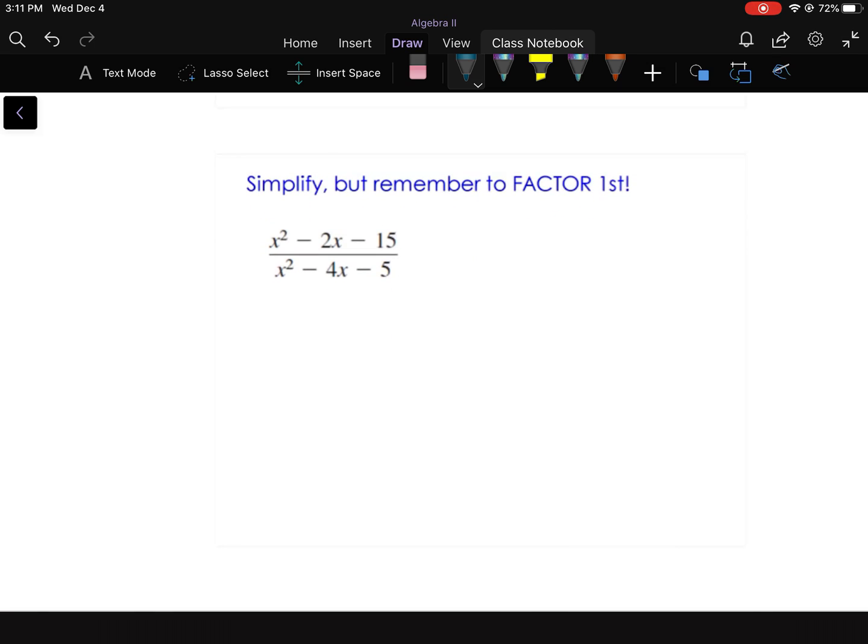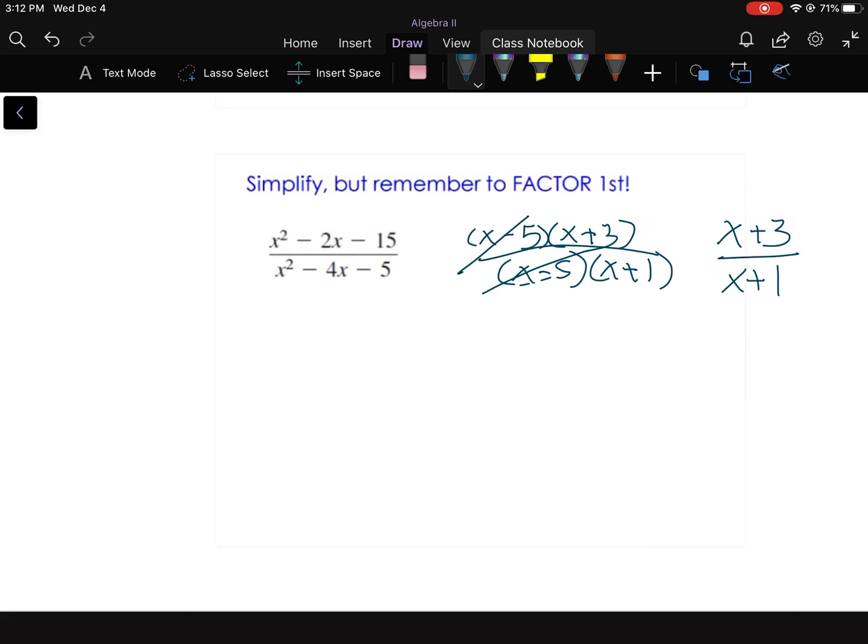Okay, factor first. Again, if this is in class, I'd be saying factor, factor, factor, again and again. So I factor the top part of the fraction. I've got x minus 5, x plus 3. On the bottom, I've got x minus 5 and x plus 1. These are common factors. I'm left with x plus 3 over x plus 1.